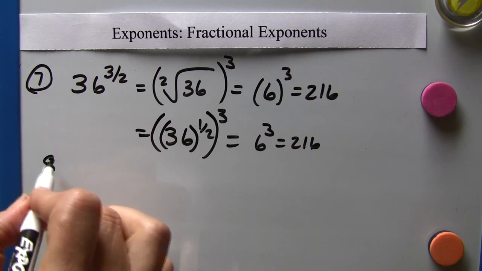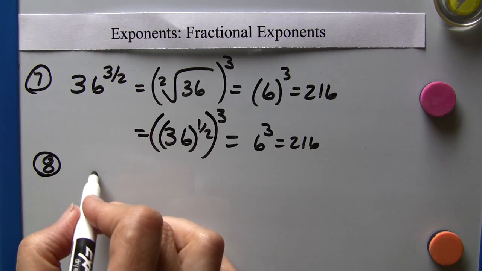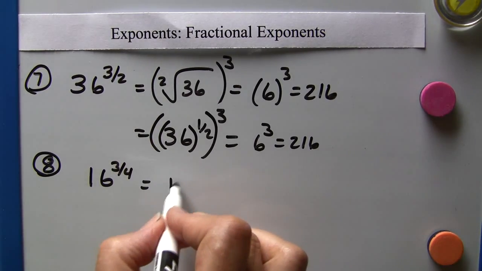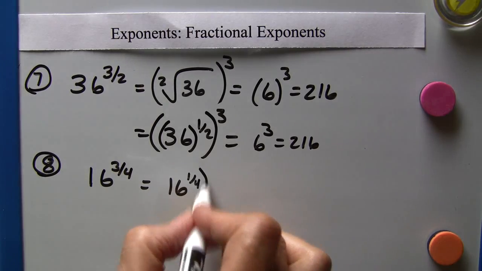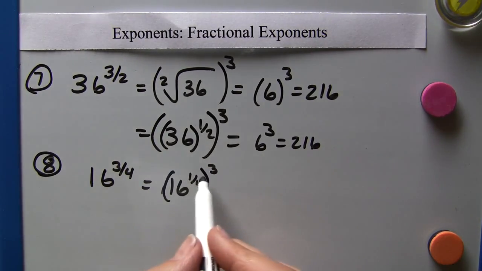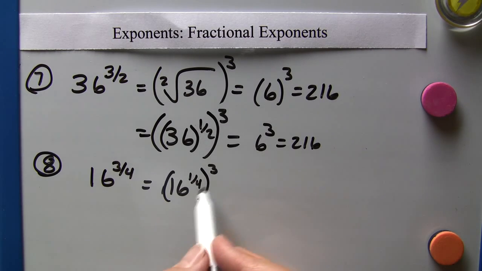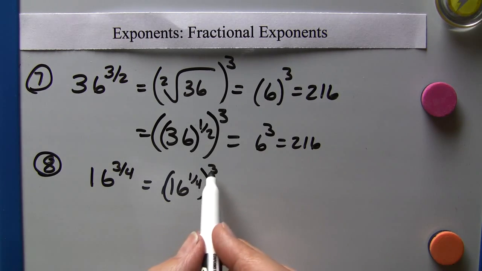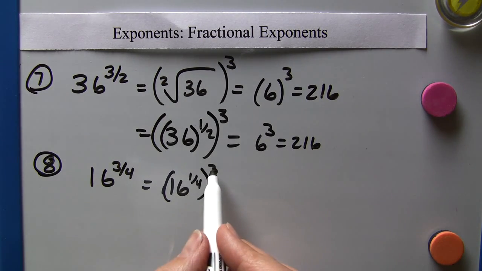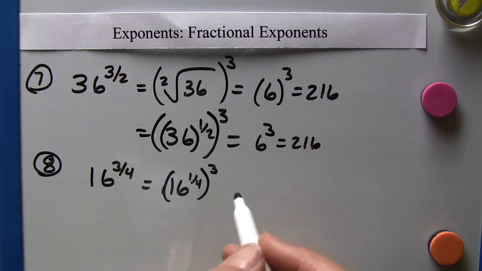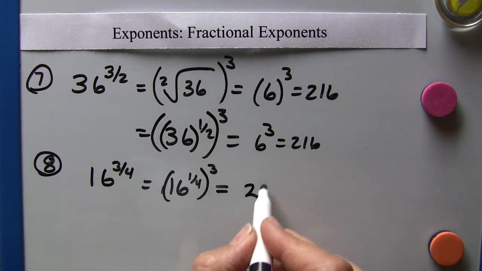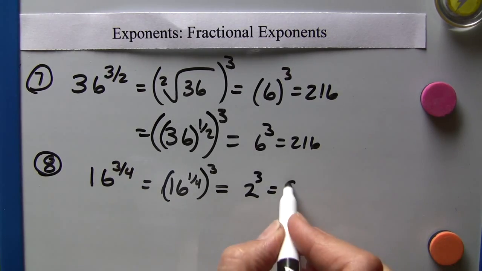Let's do another here. 16 to the 3/4. Well, this is 16 to the 1/4 cubed. And you could do 16 cubed and then raise to the 1/4. You kind of want to use your intuition here is break this down to the smallest you can and then cube it, or then raise it higher. So 16 to the 1/4 is 2. 2 cubed is 8.